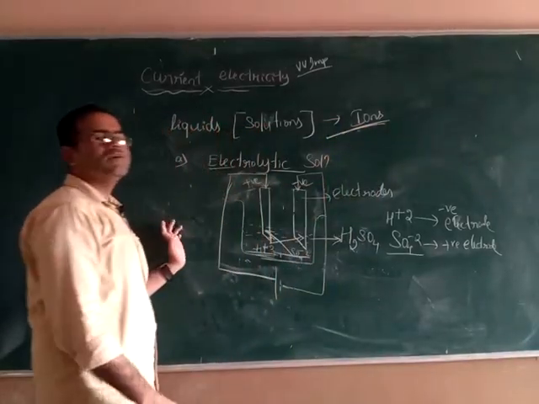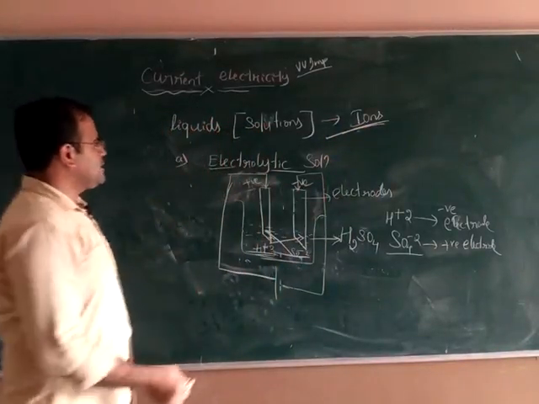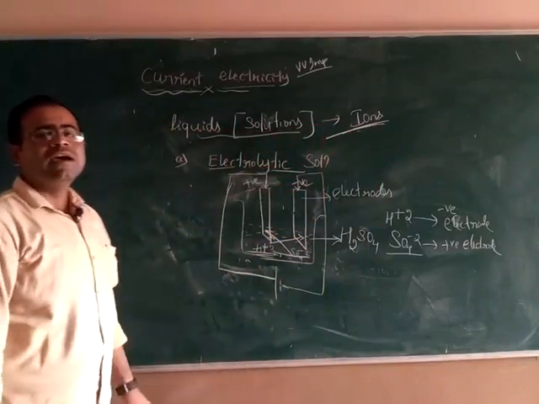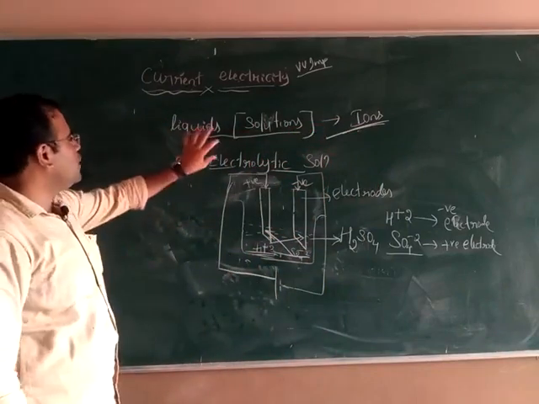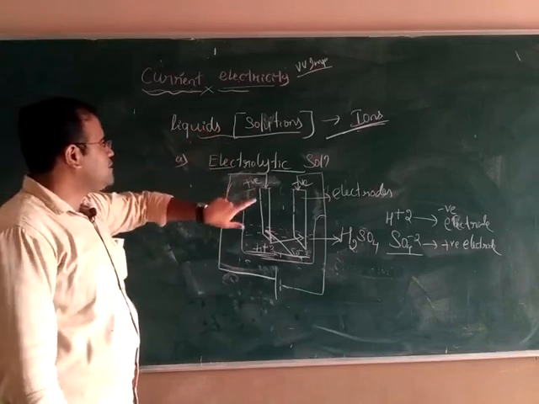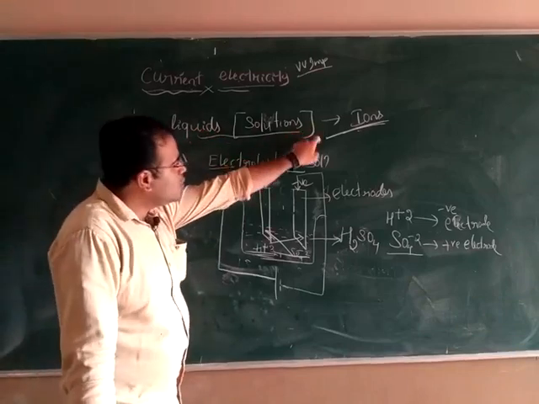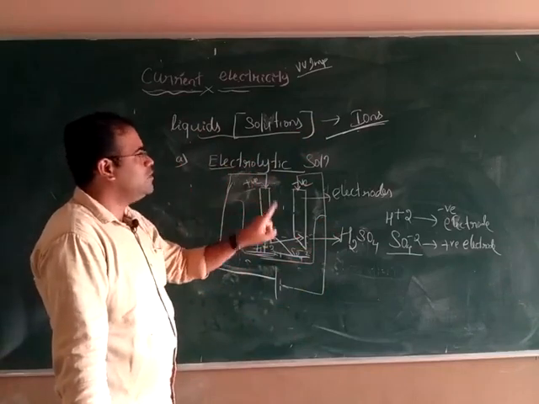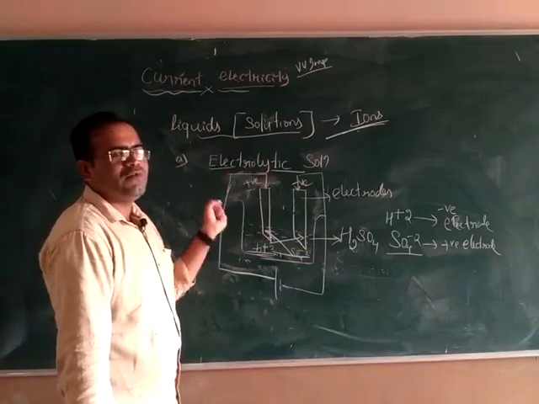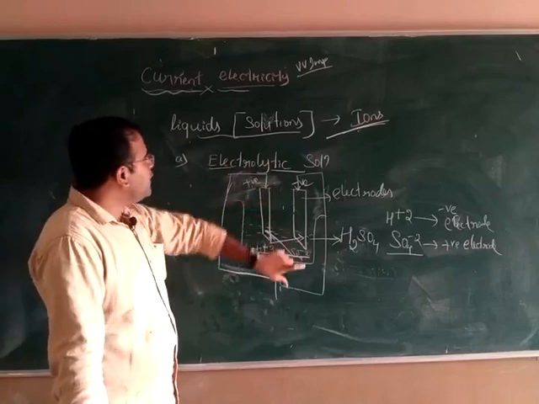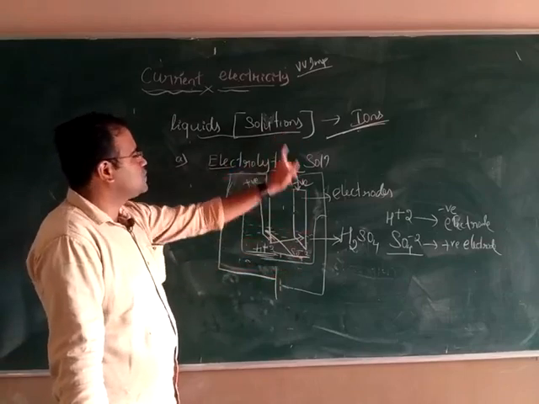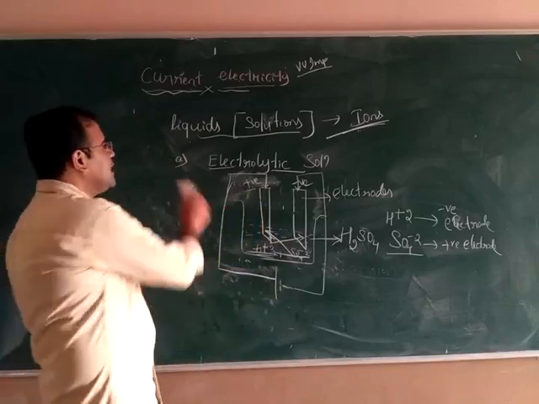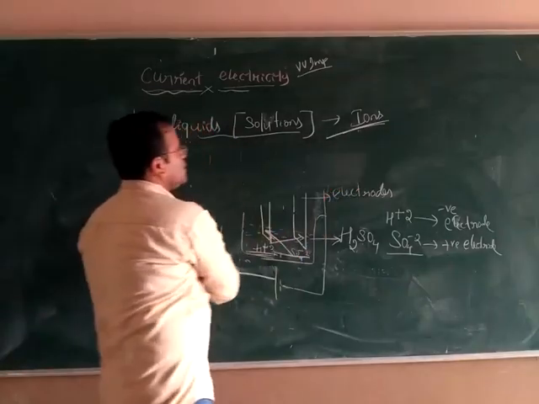So ions are the charge carriers when we consider solutions, or when we consider liquids. In this one, what you are observing here, in liquids, ions are the charge carriers. So dissociation of ions as well as exchange of ions takes place, and that leads to a current flowing through the particular solution here. So that is the reason why, in liquids, the charge carriers are ions.